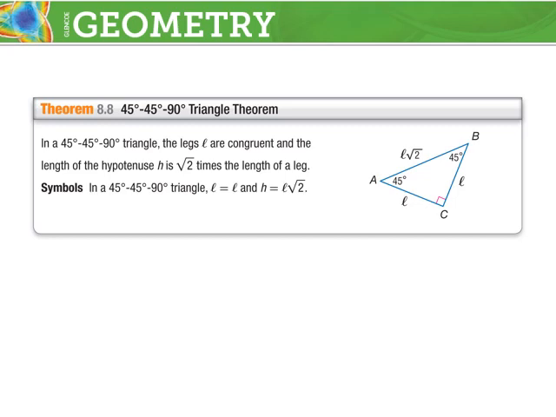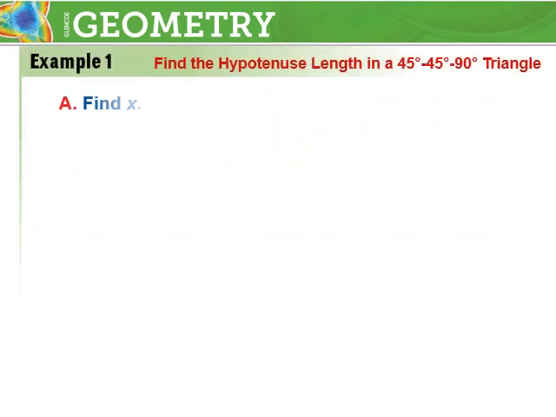Then when you go to get the hypotenuse, and as we know, the hypotenuse is the longest side in a triangle, we multiply the length of L times the square root of 2. So this is the general property. It's kind of like a definition that you can remember. Take a look at an example.